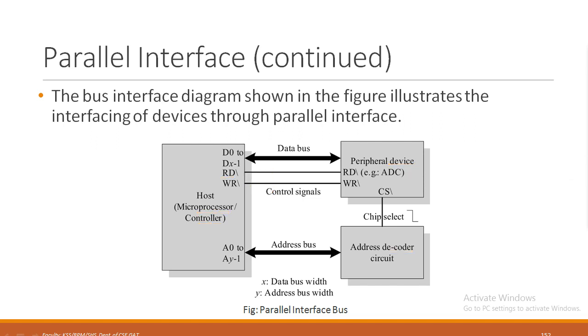So the parallel communication. You can see here, parallel communication means, as I said already, there are two types of communication: parallel interface communication and serial interface communication. Here the data is transmitted in parallel. All bits are transmitted in parallel. You can see here D0 to DX-1. In this host node there are three buses: this is the data bus, this is the control bus, and the last one is the address bus.